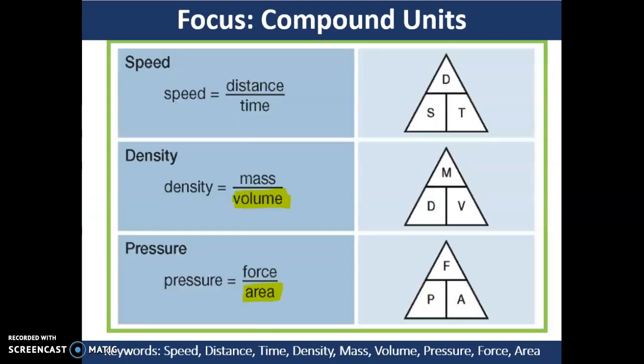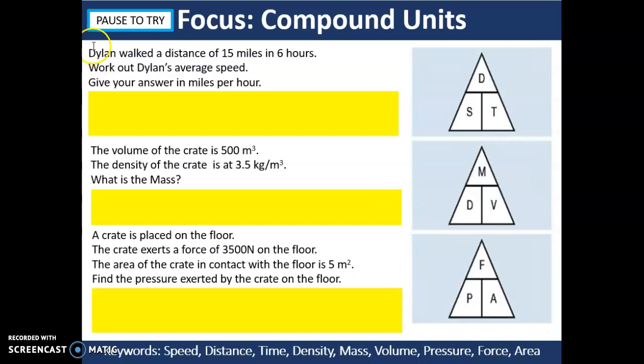So for this one, you gotta be able to know these triangles. You might as well copy them down somewhere so you know you have them. And just a little point, when we're talking about density, we're always going to be talking about volume, and when we're talking about pressure, we're always going to be talking about area. Just something interesting to look out for. Okay, so for this one, what I want you to do is, using these triangles, pause it and try these questions.